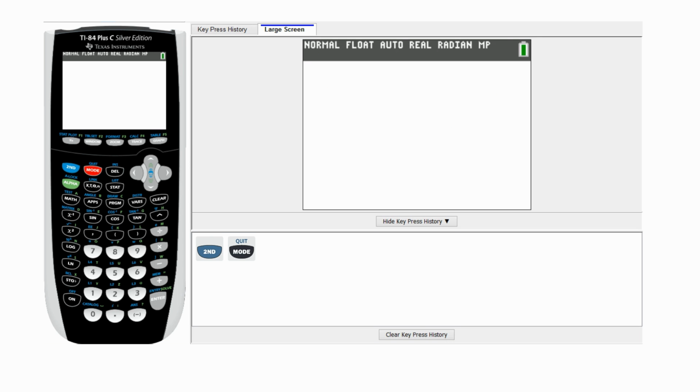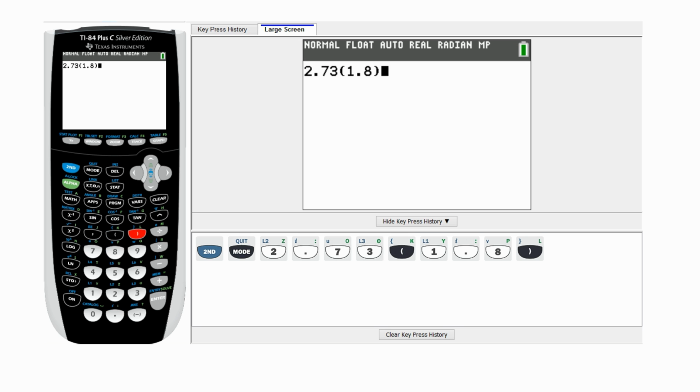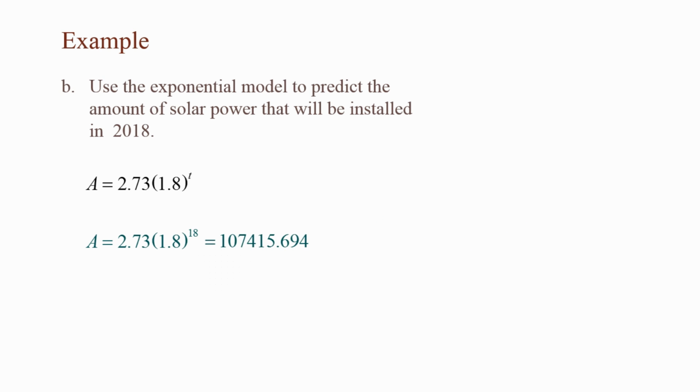So second quit gets me back to my main screen. And then I'm ready to type in my function, 2.73 parenthesis 1.8 parenthesis caret for exponent 18. Enter. So our result is 107,415.694. Rounding to the nearest megawatt, my final answer is 107,416 megawatts.